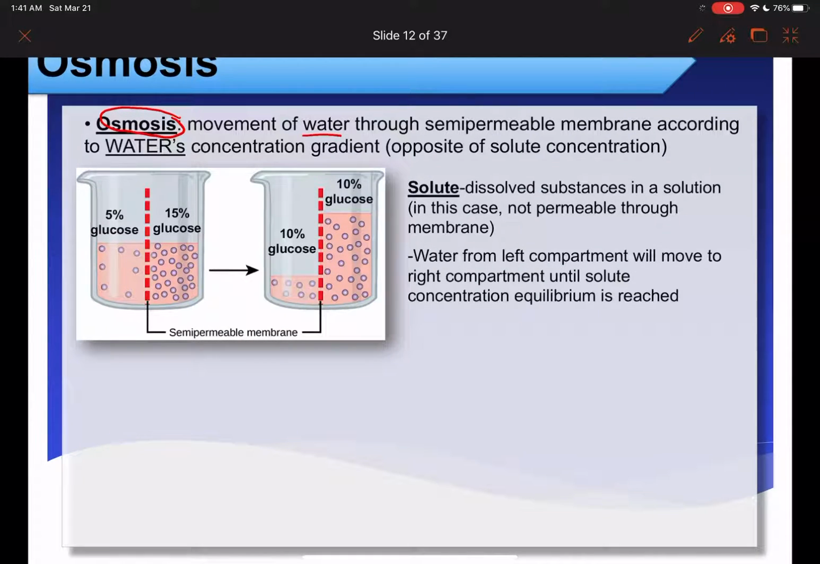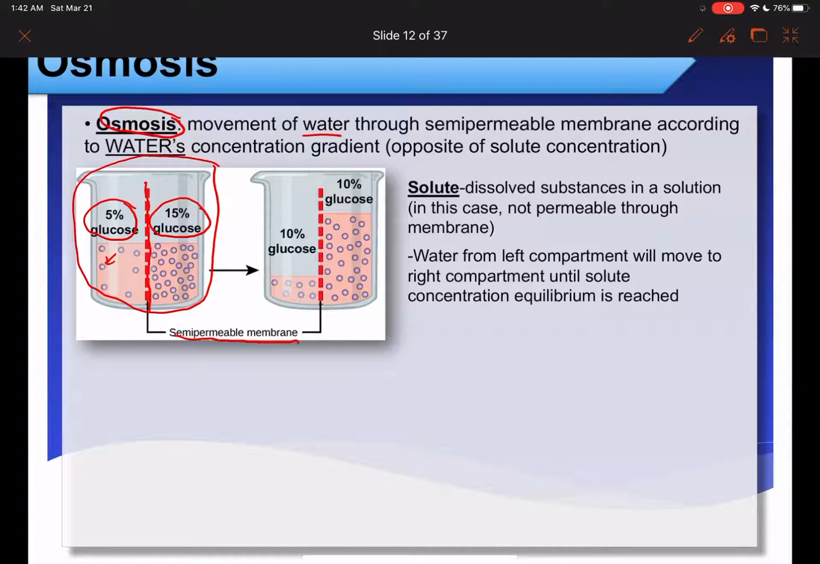For example, here you have a container that is divided into two compartments by a semi-permeable membrane, meaning that it will not allow anything else through other than water. These purple dots here, which represent glucose, cannot go through. The two compartments have different concentrations of glucose. One side has 5% glucose, the other side has 15% glucose. This is a concentration gradient. But since glucose can't move across the membrane, what will move is water.